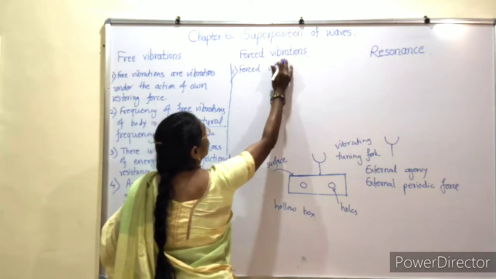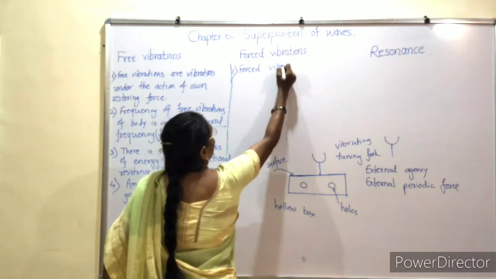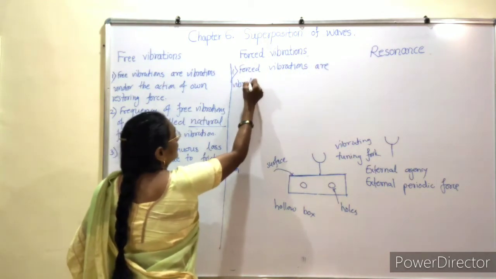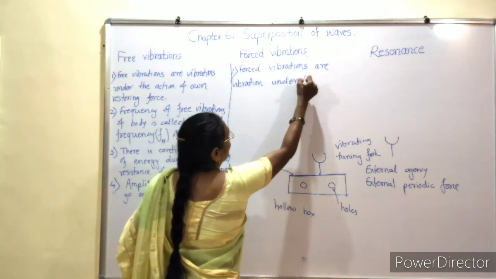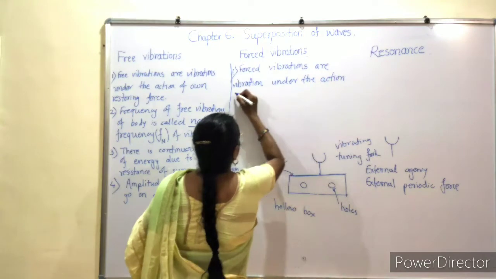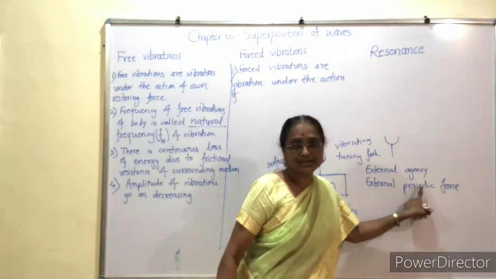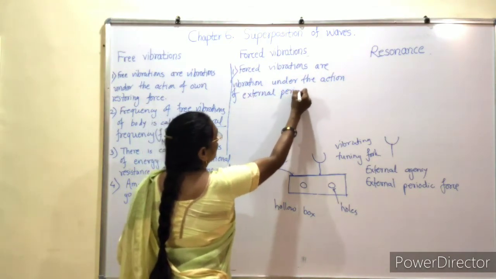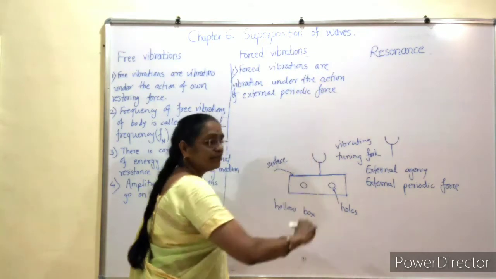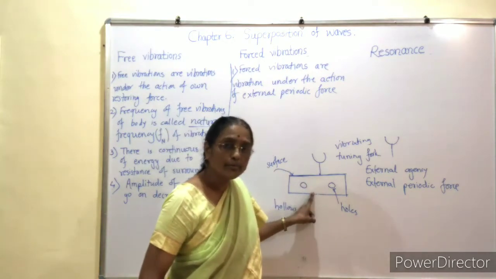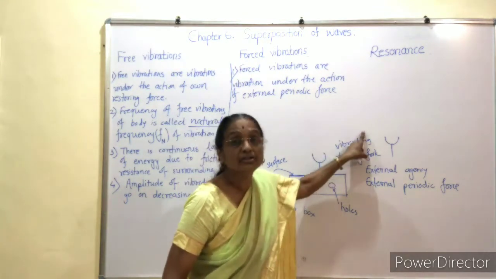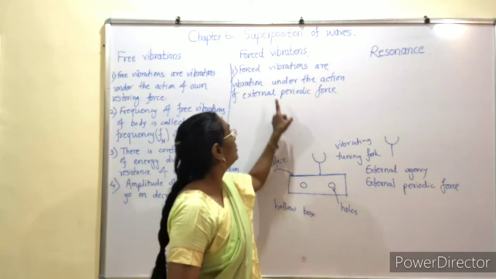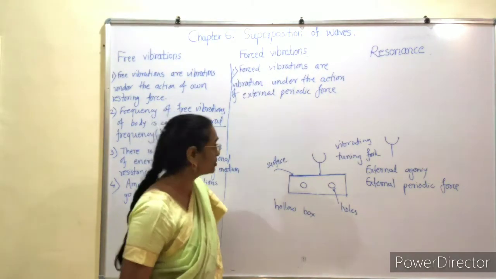Forced vibrations are the vibrations under the action of which force? Due to external periodic force. Simple definition: one body vibrates due to the presence of another vibrating body, and the vibrations of one body, means first body, are called forced vibrations.